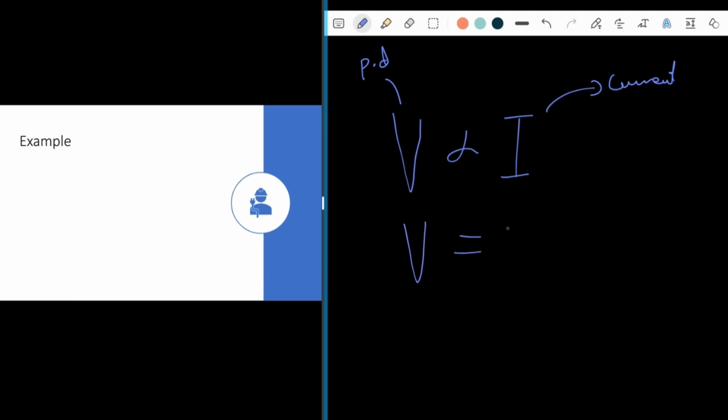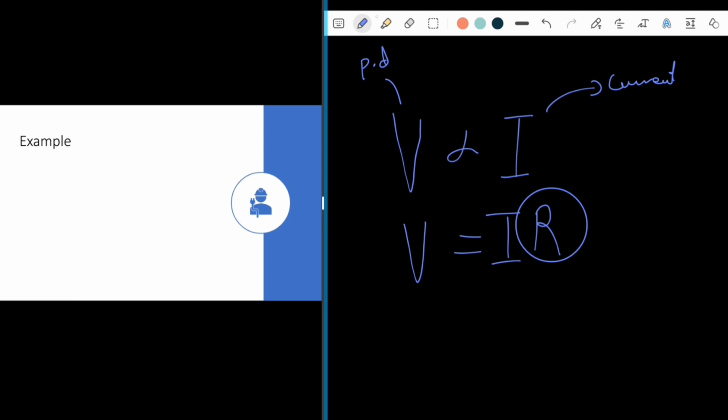Now, what are we saying? The voltage, or what we call the potential difference across a conductor, is directly proportional to the current. Okay, current stands for I, and V stands for potential difference, or voltage, depending on which one you're using. Now, if you remove the sign of proportionality, this will turn into R. That R is the constant.